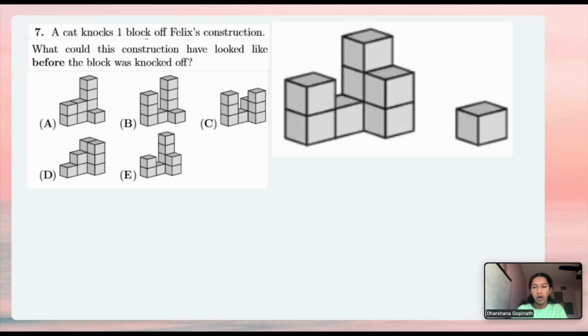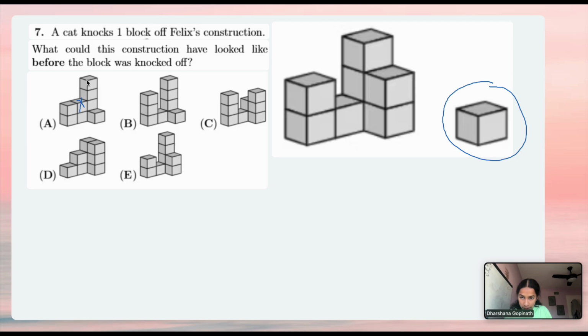A cat knocks off one block of Felix's construction. What could this construction have looked like before the block was knocked off? So the cat knocked off one block, and the construction that would be the correct answer is before anything was knocked off or removed. And just to clarify, this block right here is the block that was knocked off of the original construction. So there are a few of them that would have to have 2 blocks removed to get to this.